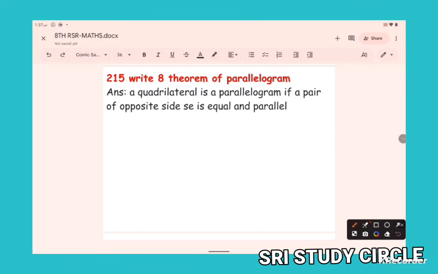Next, the eighth one. A quadrilateral is a parallelogram if a pair of opposite sides is equal and parallel. Right. Suppose ABCD is a parallelogram. The pair of opposite sides are parallel and equal. The pair of opposite sides are parallel and their lengths are equal.